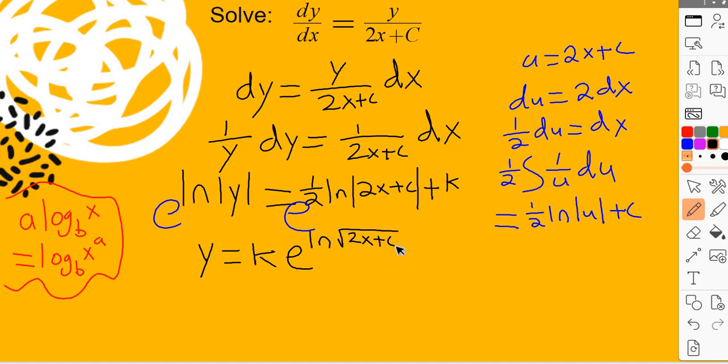So we're looking a little bit nicer. Now what can happen? Wait, we can do more? You can. What is e to a natural log? It cancels out. It reduces, yes, because those are inverses of one another. So then I just have k times the square root of 2x plus c. And now it's a much nicer answer.